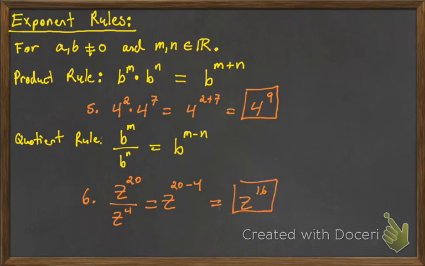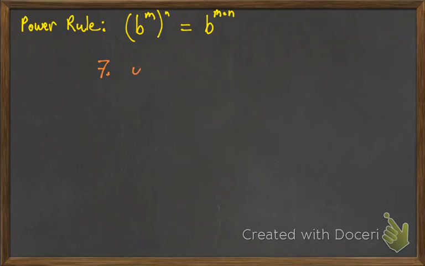Okay. Next rule we're going to look at is what's called the power rule. And if I have an exponent raised to an exponent, you're going to multiply the exponents. So B to the M raised to the N is B to the M times N. So for example, if we have Y raised to the C raised to the D, that's going to be Y raised to the C times D.